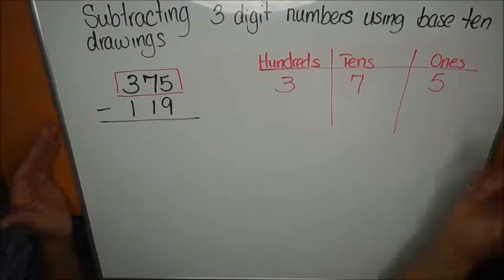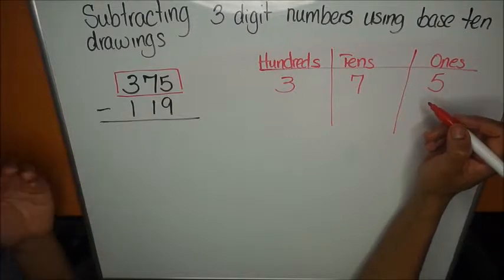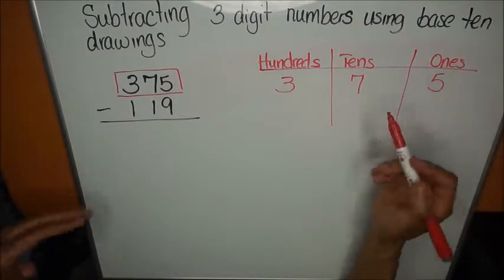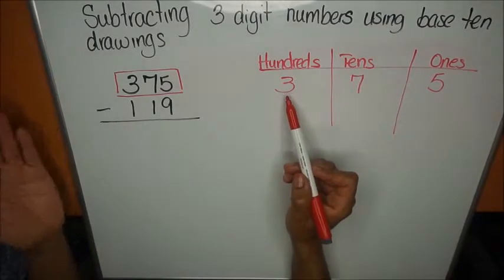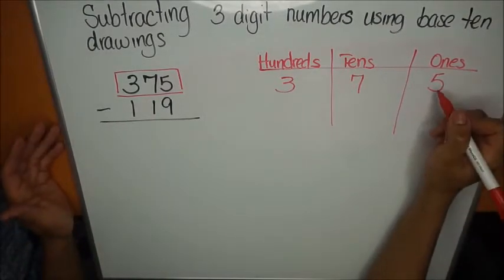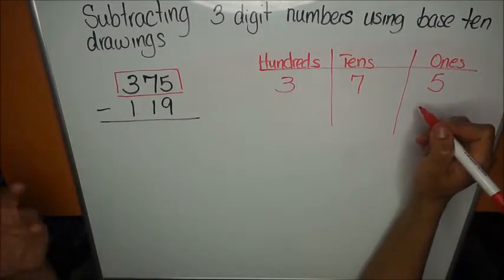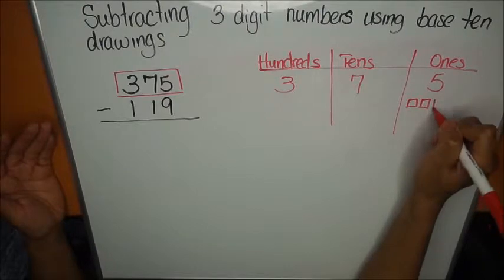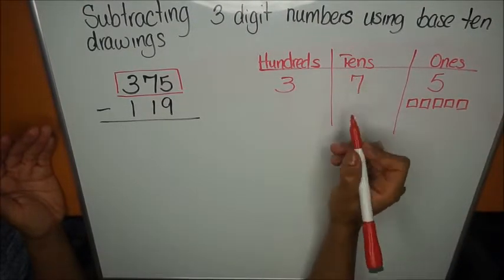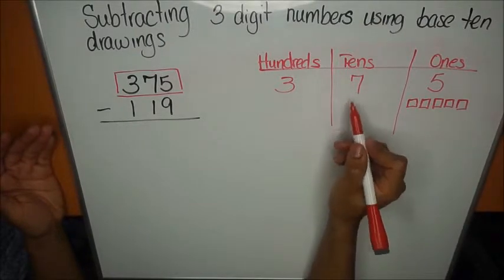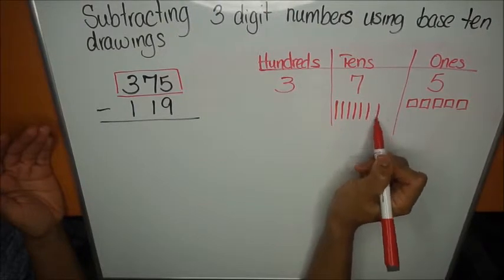I'm going to represent that number using base 10 drawing. So we know that ones are units, tens are longs or rods, and hundreds are flats. I'm going to start off with drawing my 5 ones or 5 units. 1, 2, 3, 4, 5. And for my tens, I'm going to draw 7 longs. 1, 2, 3, 4, 5, 6, 7.